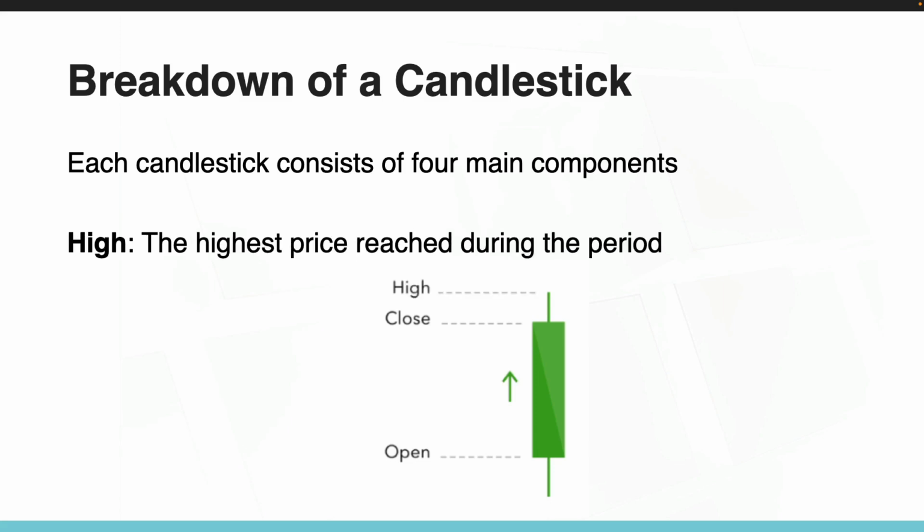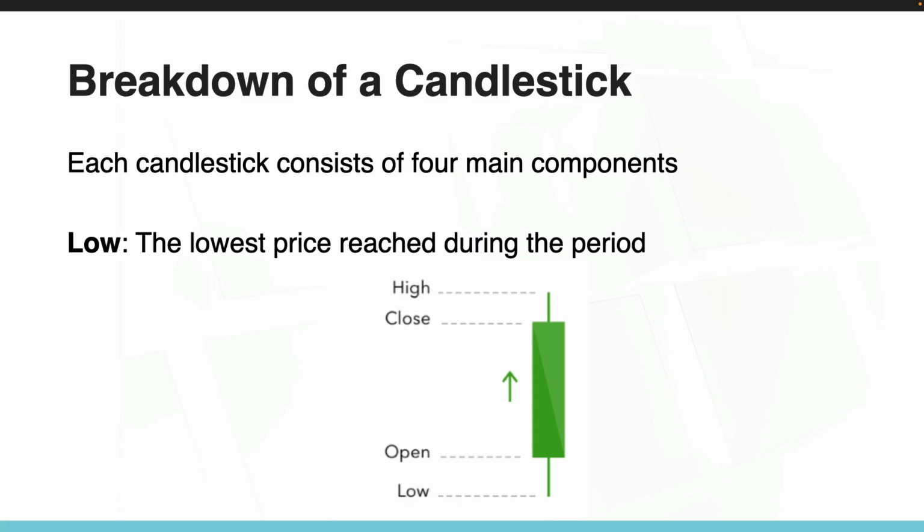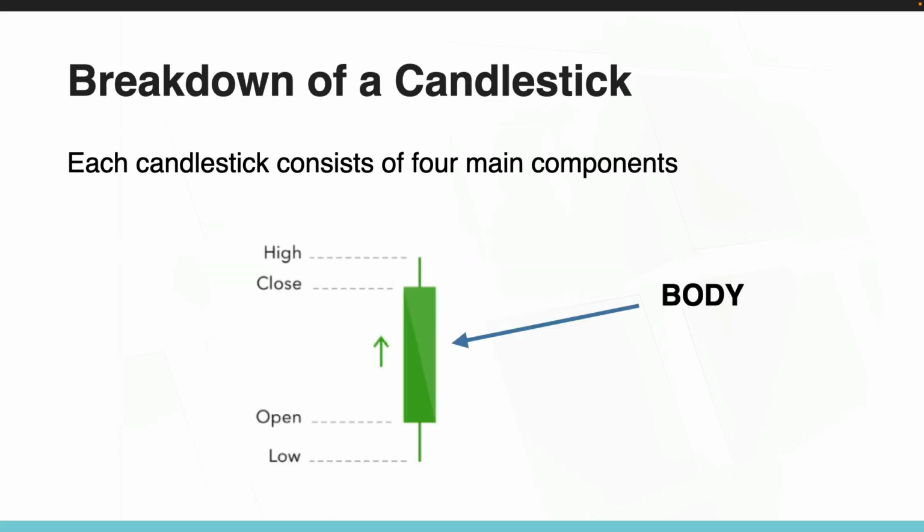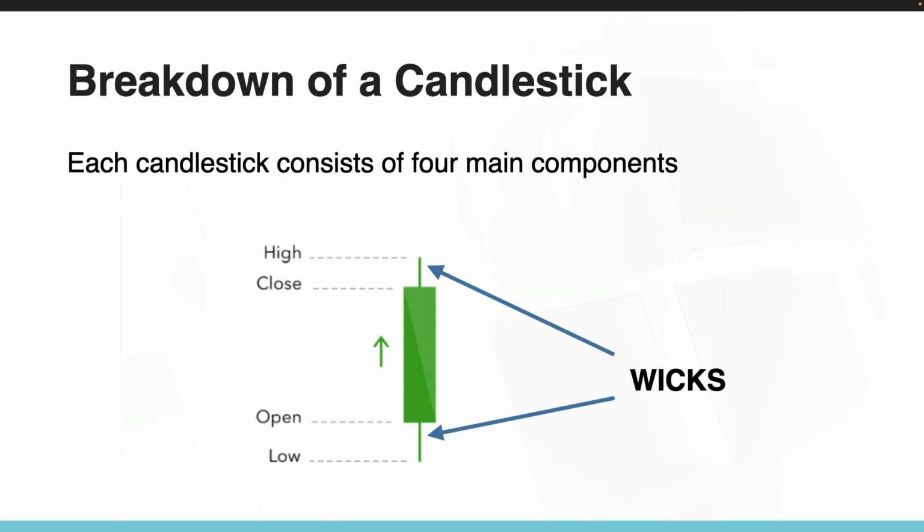We have the high, which is the highest price reached during that period, and we have the low, which is the lowest price reached in that period. All right. For a bearish example, it is just the opposite. The body is the middle colored area we have over here, and then we have the wicks, also called the shadows, which you can see in this diagram.